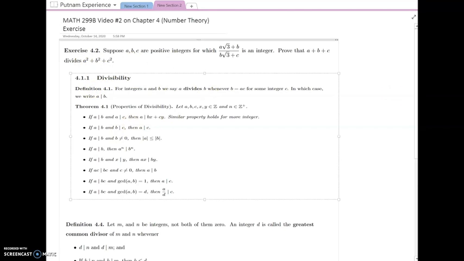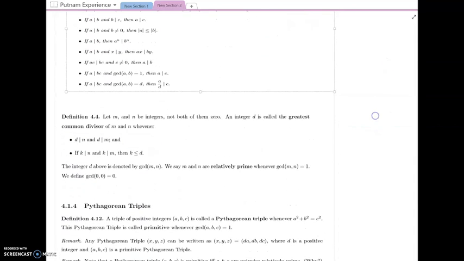And if I scroll down, we can look at definition 4.4, and this talks about: let m and n be integers, not both of them zero. Then the integer d is called the greatest common divisor of m and n. Okay, it explains this. And then it starts talking about how we say that m and n are relatively prime when the greatest common divisor of m, n is equal to 1, and it says we define the greatest common divisor of 0, 0 to equal 0.